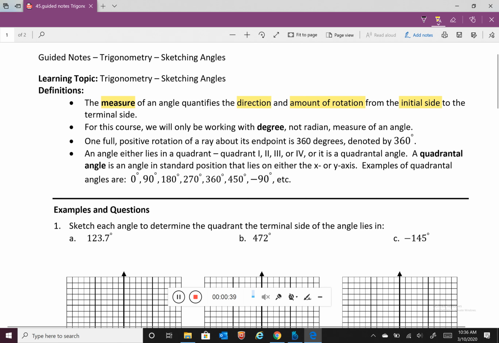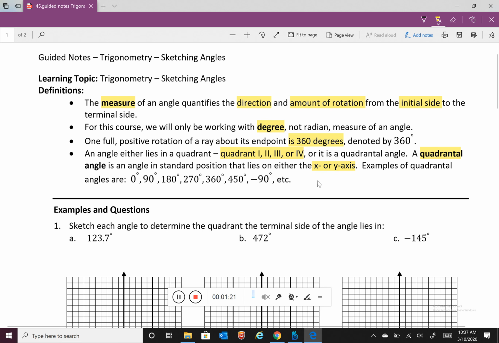So for this course, we will only be working with degree, not radian measure of an angle, so degrees only. One full positive rotation of a ray about its endpoint is 360 degrees, and we denote that with the degree symbol. And an angle lies in a quadrant, either quadrant 1, 2, 3, or 4. And if it doesn't lie in a quadrant, then it means it's a quadrantal angle. And a quadrantal angle is an angle in standard position that lies on either the x or the y axis.